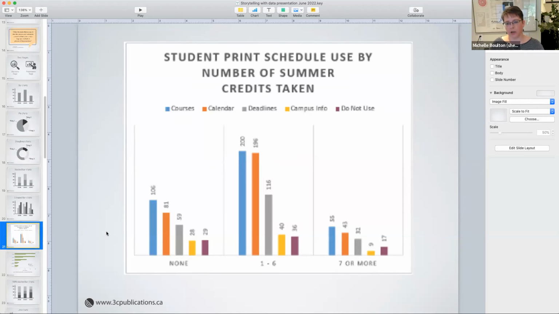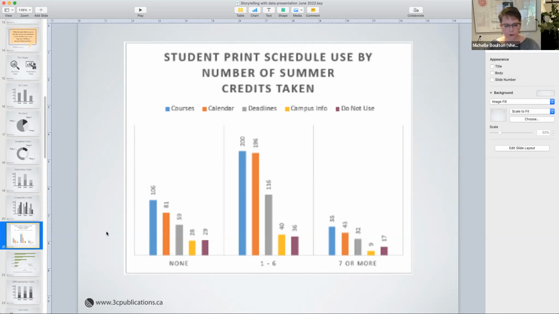This particular university, which submitted this paper into the journal I was working on, still has a printed calendar for their summer session. And they were exploring whether it was still a valuable thing to print, or if they should distribute this information in some other way. So this was part of their research. They were looking at the different components of their printed calendar: the course descriptions, the actual calendar, the deadlines for applying, information about their campus. And then there were people who didn't use the printed calendar at all.